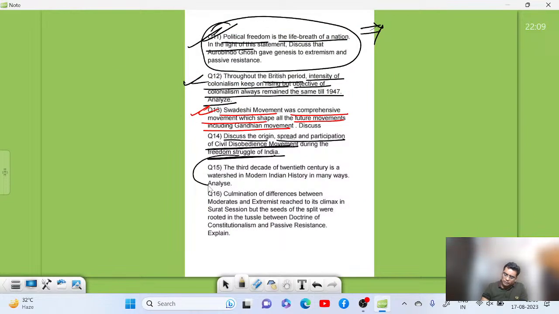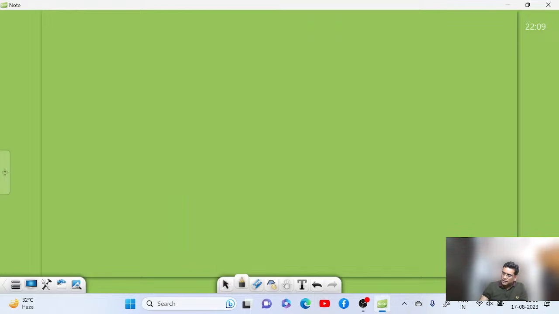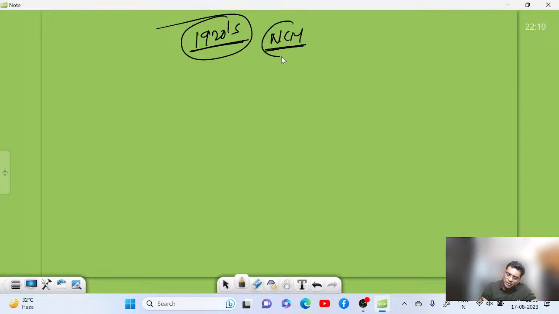Then look at question number 15. The third decade of the 20th century is a watershed in modern history in many ways. Third decade, you understand? The 1920s is the third decade. In the 20th century, every decade had some valuable contribution with more intense movements against the British. And particularly after the advent of Gandhi and his first experiment of the non-cooperation movement, it was a very big challenge. So, the 1920s non-cooperation movement.